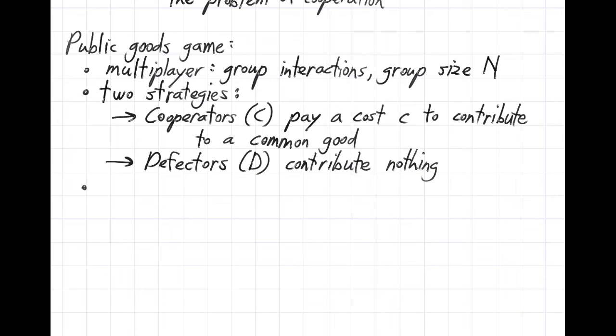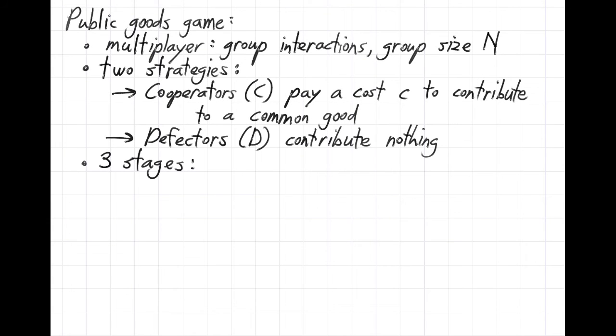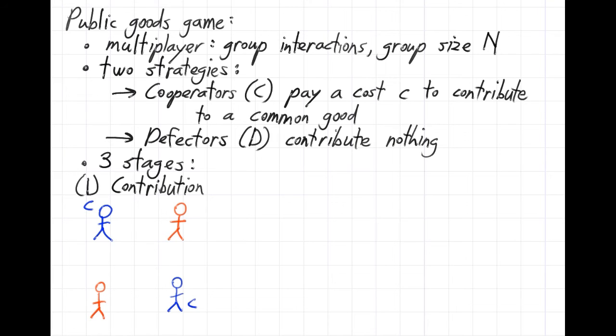Now in this game, there are three stages, and let me represent them with a little picture. The first stage is the contribution stage. The idea here is that we have our n individuals. Let me make this guy red. What I'm imagining here is that blue guys are cooperators and the red guys are defectors. And there's a common, let's say it's a pot of money that people can contribute to. So the two cooperators contribute a cost c into the pot.